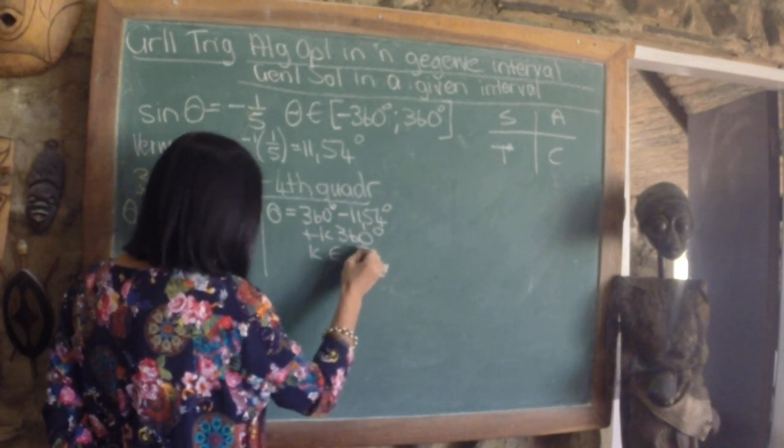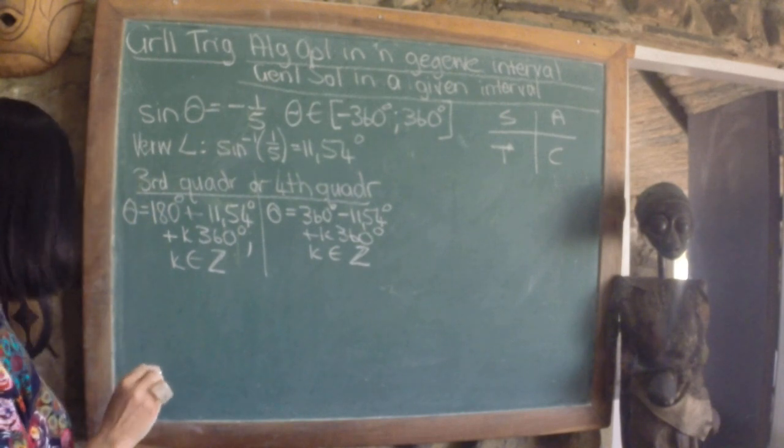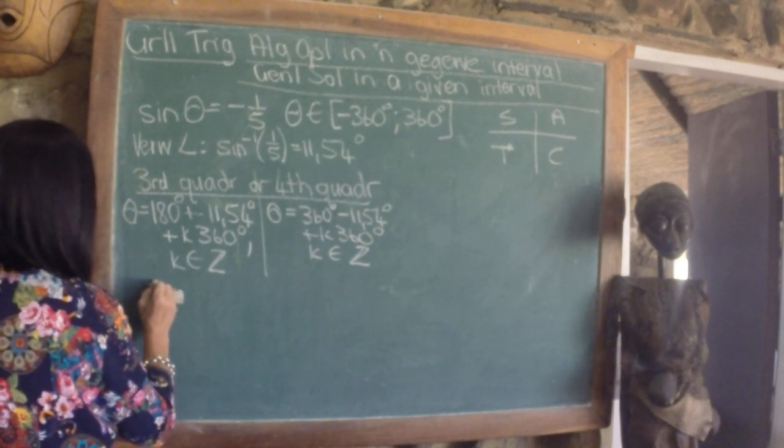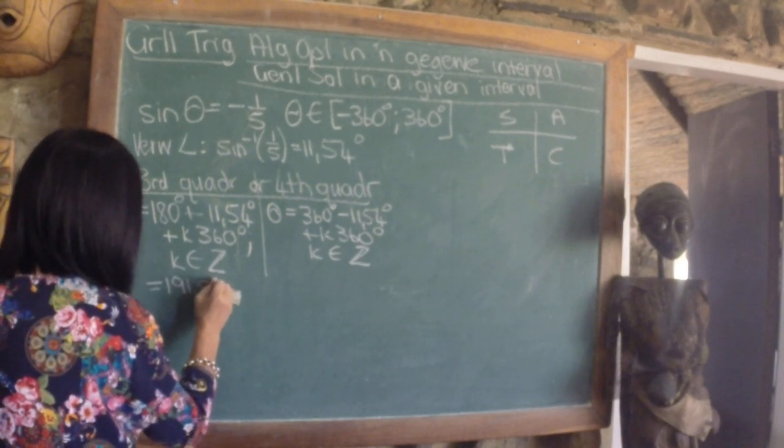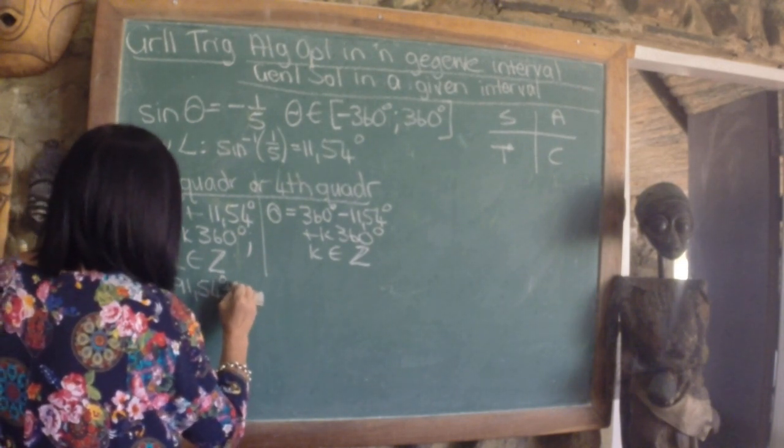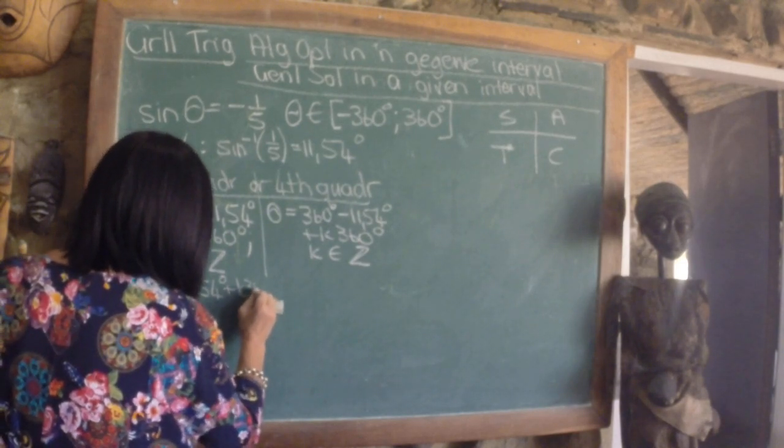Again, we're going to simplify it. So 180 plus 11,54 gives me 191,54 degrees plus k times 360.